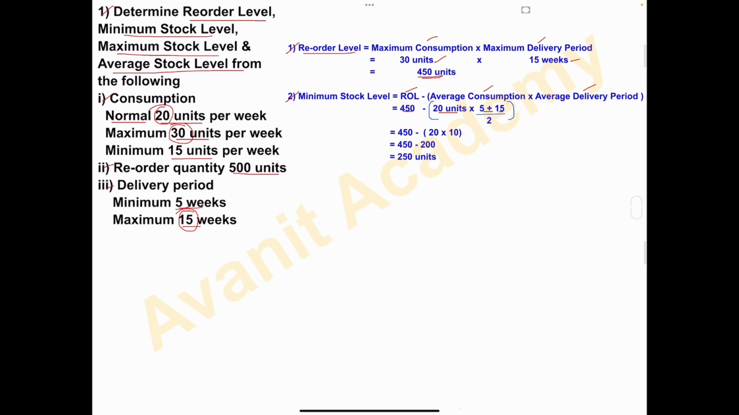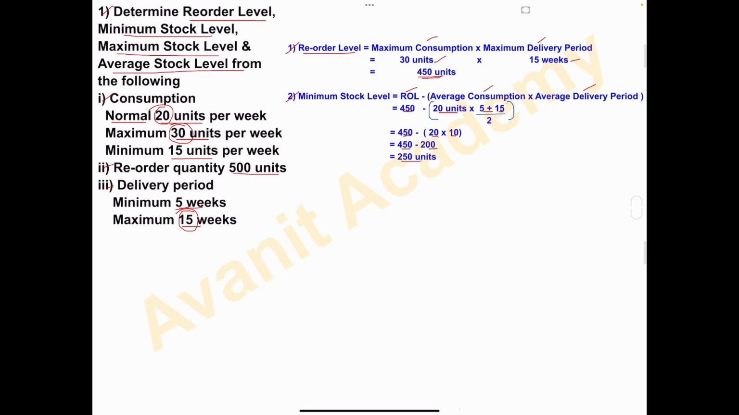Write as it is, 450 minus, in bracket, write 20 units into 10. 5 plus 15 is 20, 20 divided by 2 is 10. 450 as it is, 20 into 10 is 200, 450 minus 200, and the final answer is 250 units. Minimum stock level is 250 units.